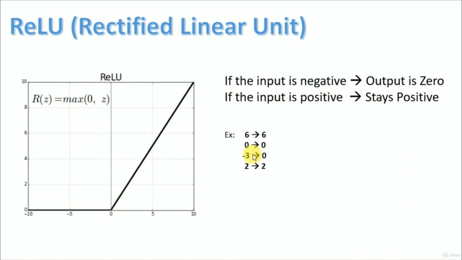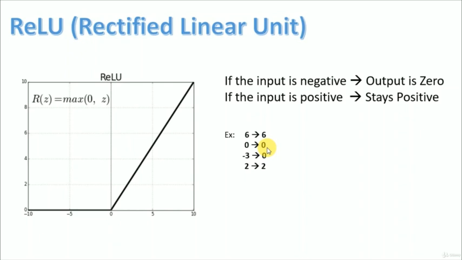So these are some examples. If your input is 6, then it's going to stay 6. If your input is 0, then it's going to be 0. If your input is negative 3, then it's going to be 0. If your input is 2, then it's going to be 2. Whenever you have a positive value, it stays the same. Whenever you have a negative value, it turns to 0.